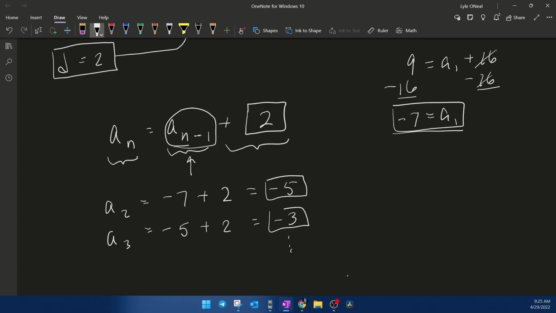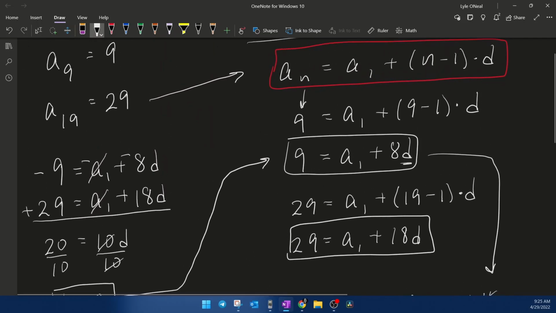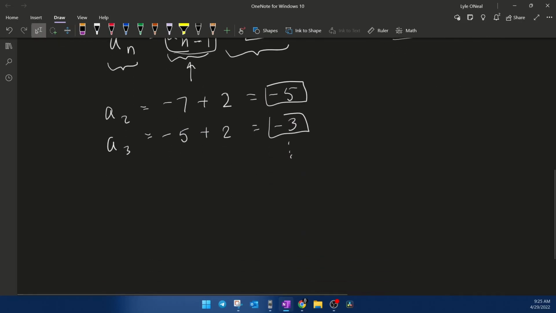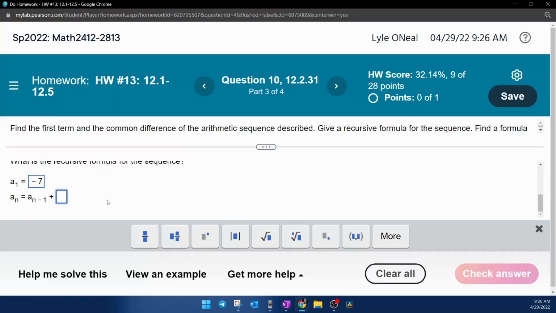And if I keep going until I get to the ninth term, I should get a 9. Remember, a sub 9 was 9. And we can see that this pattern is increasing, and we will eventually get to 9 using the recursion formula. All right, so that's enough talking. Let's go back and input our answer and see how we did. So again, for an arithmetic recursion formula, the plus value is always the value of D.